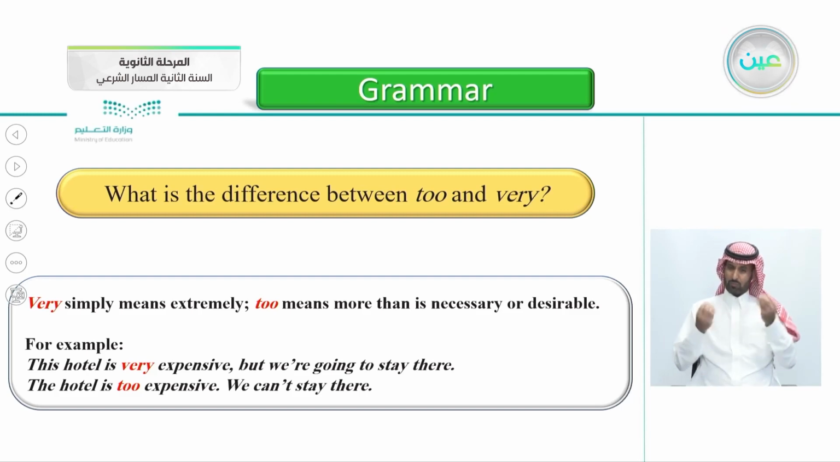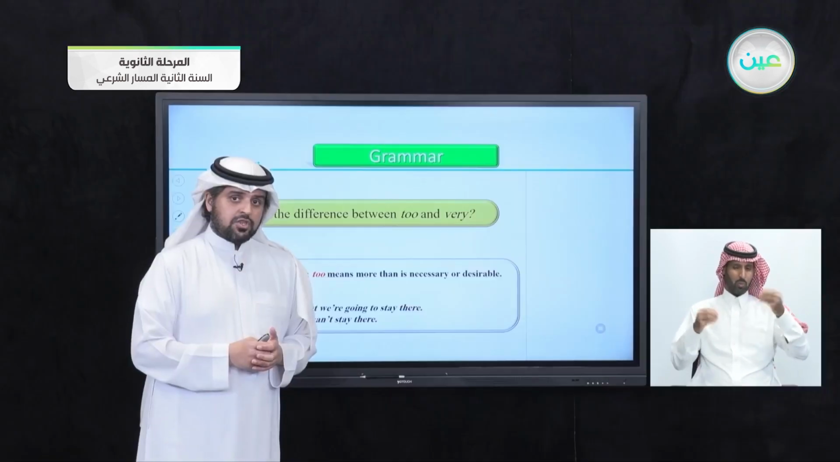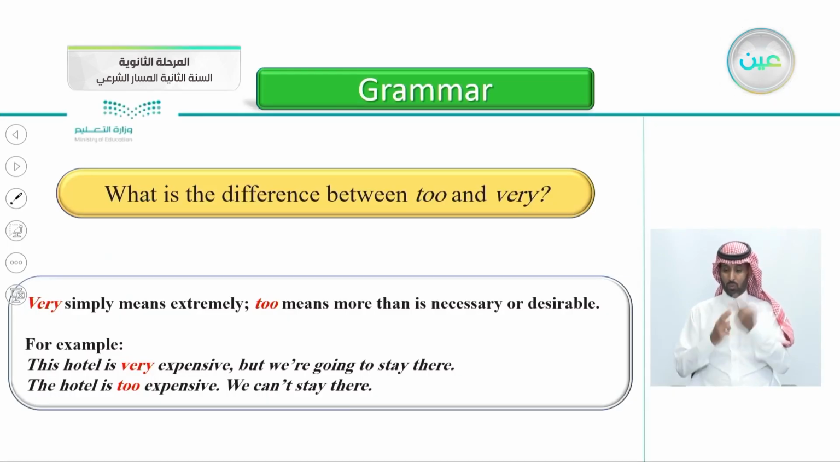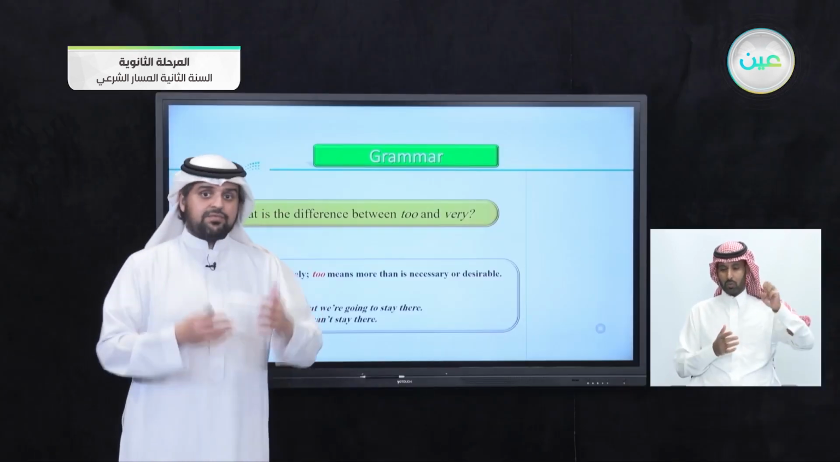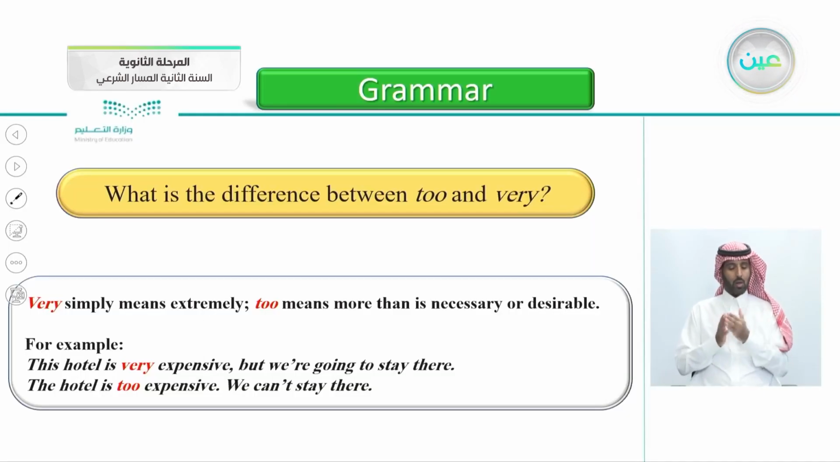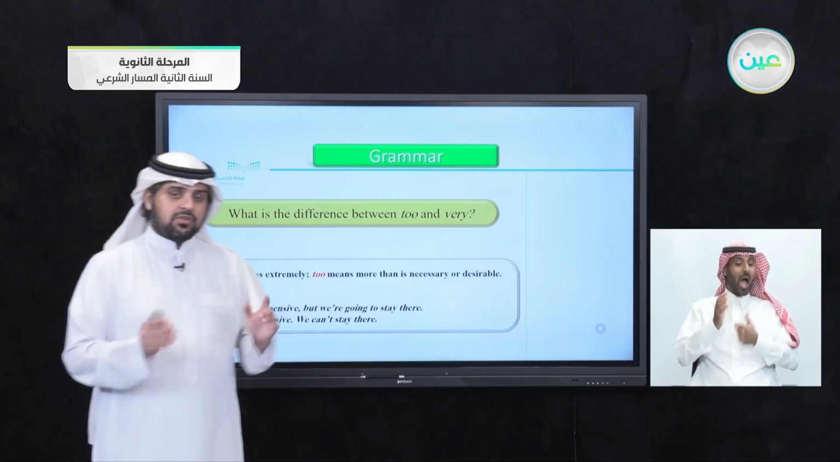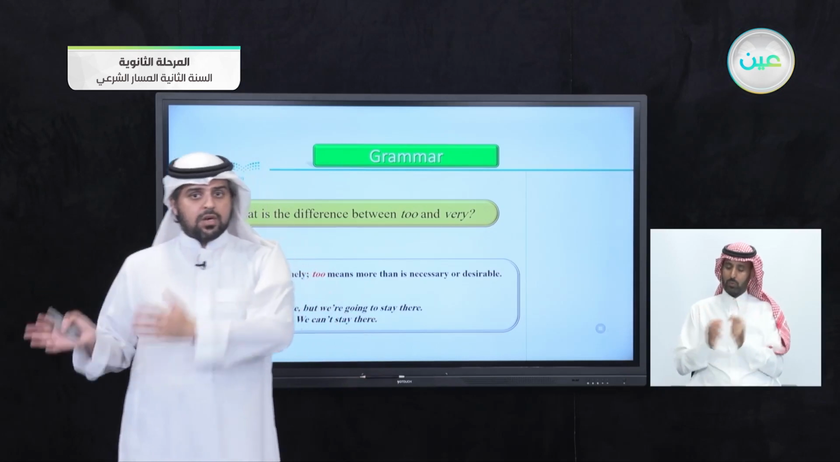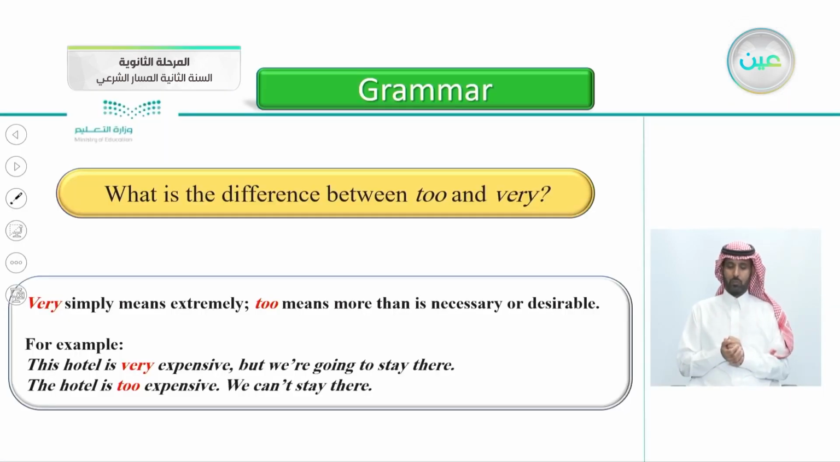So very simply means extremely. Too means more than is necessary or desirable. So too changes the situation. For example, when you say the hotel is very expensive, it is expensive, very expensive actually, but I can manage, I'm going to stay there. But when you say the hotel is too expensive, it means I can't afford it. So the situation changes here, and I'll be going to another hotel. Or you can say the coffee is very hot, but you can manage, you can drink it sip by sip.